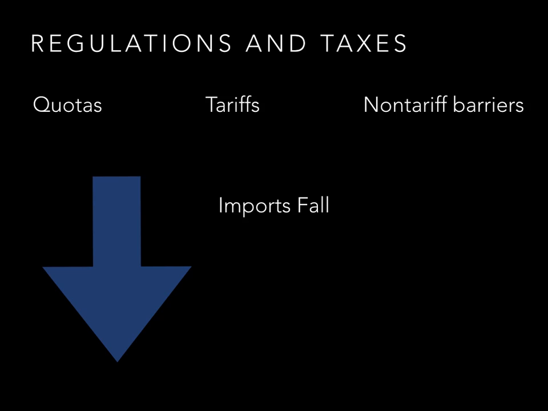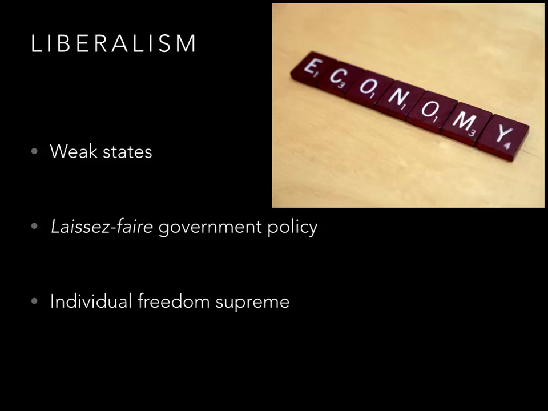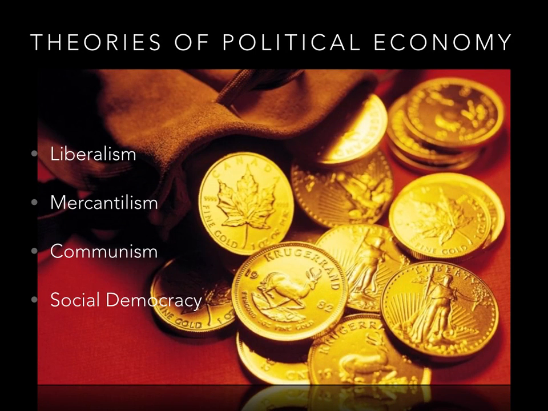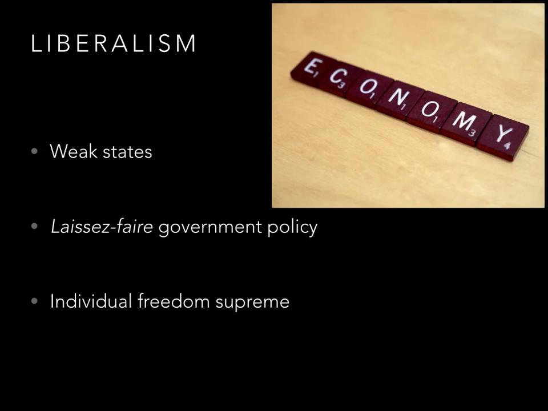Now there's going to be a number of theories of political economy that we're going to take a look at and that we need to be familiar with. And these are going to be liberalism, mercantilism, communism, and social democracy. And we're going to look at each of these individually, because each of these is a different way of thinking about how politics and economy should work together, different ways of thinking about how extensive or not extensive a market should be, or how extensive or not extensive things like tariffs and non-tariff barriers should be. And so we'll look at each of these in turn, and we're going to begin with liberalism.